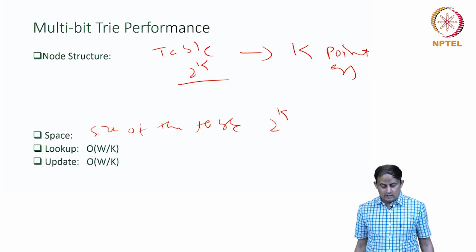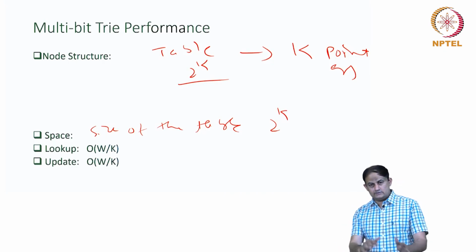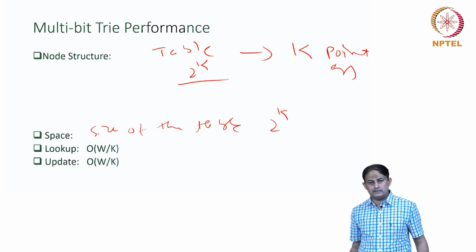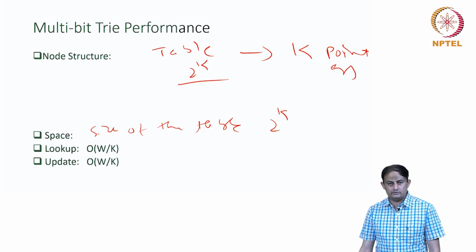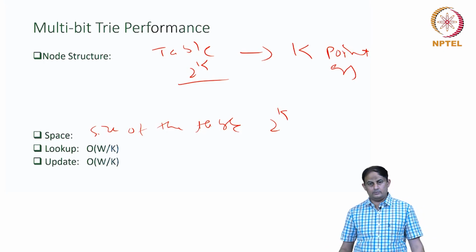So, with this we will stop at this point. In the next class we will see what other possibilities exist. Are there any other optimizations that I can do for the lookup operation?